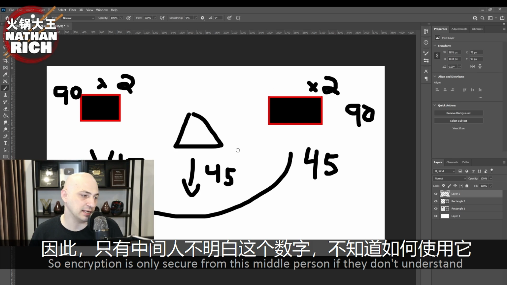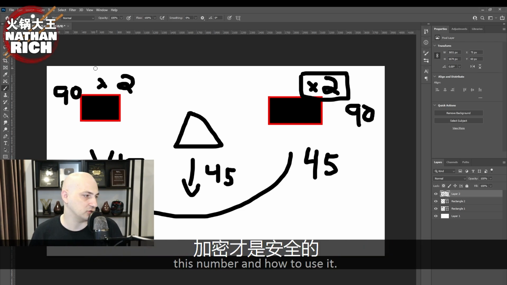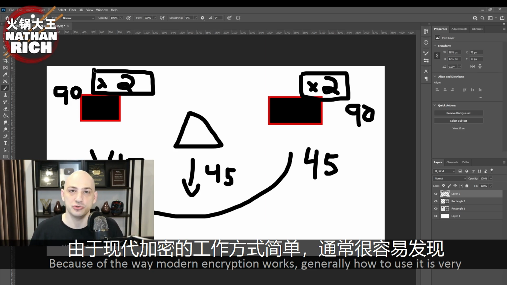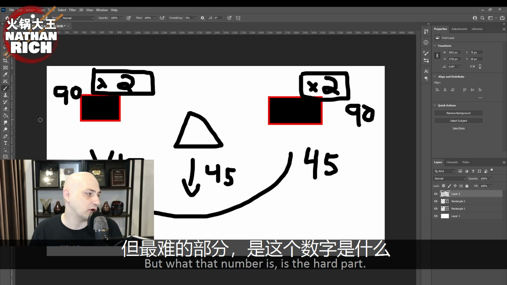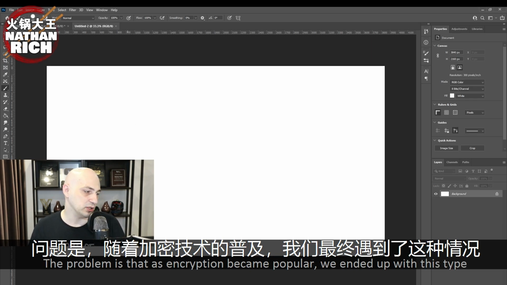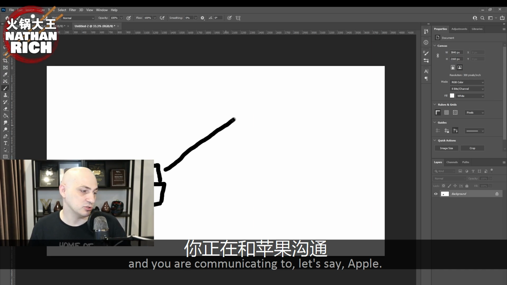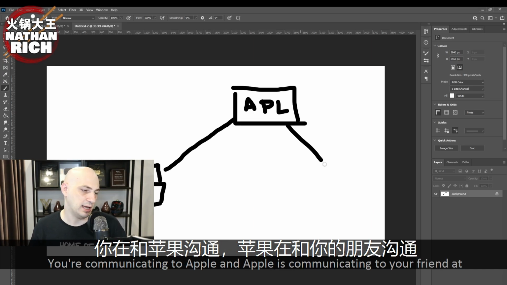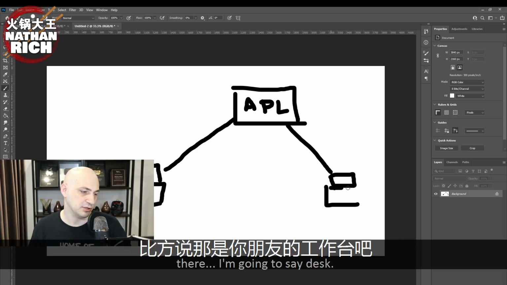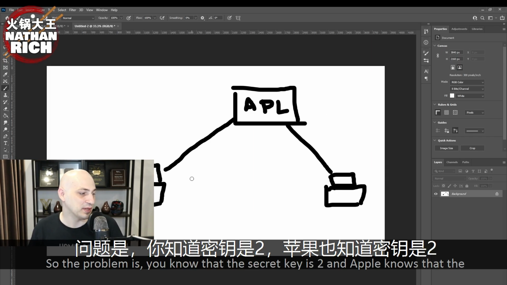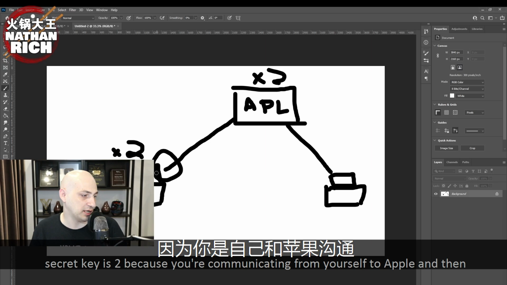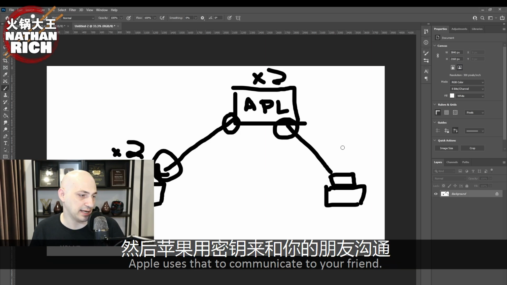So encryption is only secure from this middle person if they don't understand this number and how to use it. Because of the way modern encryption works, generally how to use it is very easy to discover, but what that number is is the hard part. The problem is that as encryption became popular, we ended up with this type of situation. Here's your computer or your desk or some kind of sandcastle, and you are communicating to, let's say, Apple, and Apple is communicating to your friend at their, I'm going to say, desk. So the problem is, you know that the secret key is 2, and Apple knows that the secret key is 2, because you're communicating from yourself to Apple, and then Apple uses that to communicate to your friend.